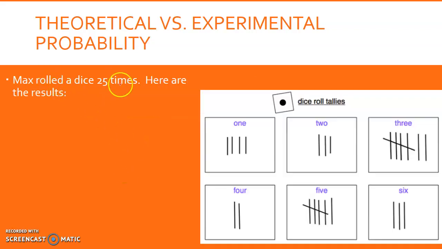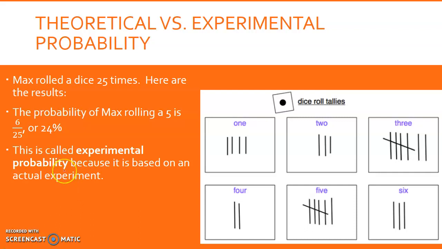Here we have Max rolling a dice, and he rolls it 25 times. And of course we have 6 different numbers on the dice, and so he kept a tally of how many times he rolled each one. And these are the results. Now, if we think about the probability of Max rolling a 5, according to his experiment, we can see that he rolled a 5 6 times out of the 25 times that he rolled. So that would be 24%. That is experimental probability because it's based on his experiment.